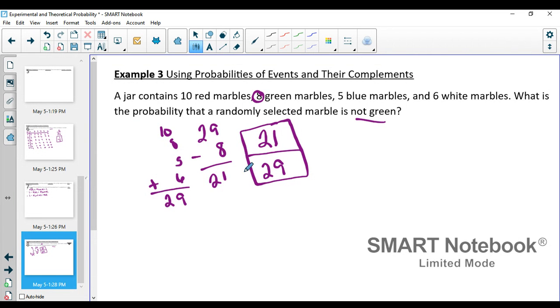of an event is. You could have also done what is the probability that a marble selected is not white. So you would do 29 minus 6, get 23, and it would be 23 out of 29. So this is not white.